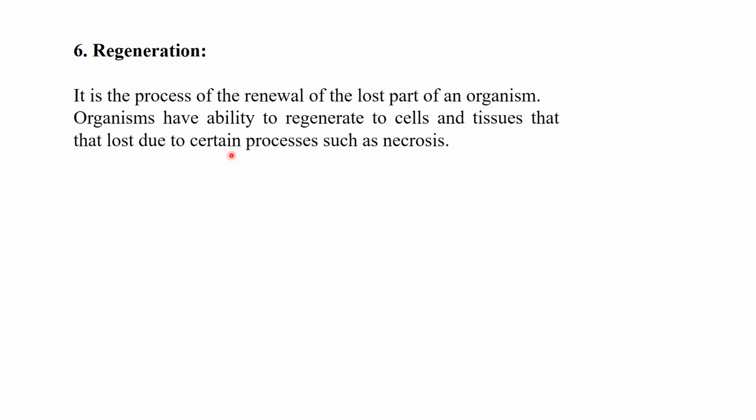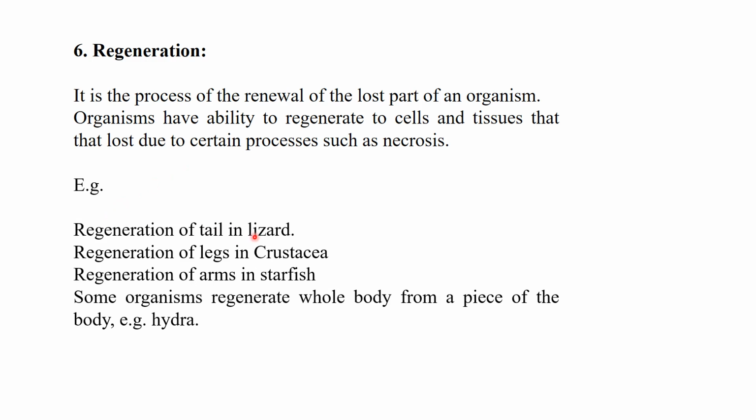It is mainly found in different types of crustacean, hydra, and starfish. For example, regeneration of the tail in lizard, regeneration of legs in crustacea, regeneration of arms in starfish. Some organisms regenerate the whole body from a piece of the body. That is the example of the hydra. Hydra एक single piece से पूरी body को regenerate करता है. Planaria can regenerate a complete body by regeneration.